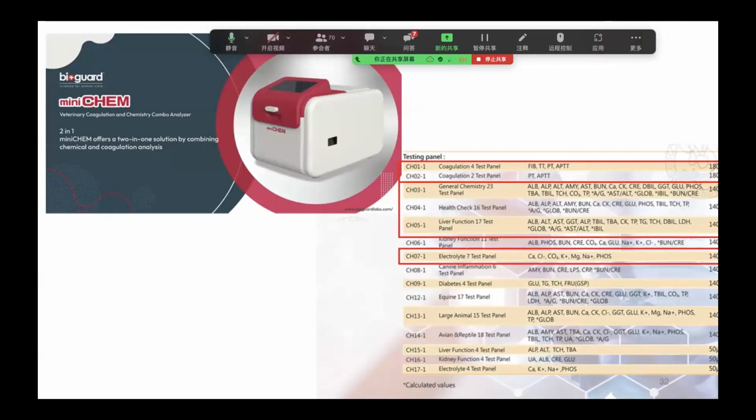They can do the coagulation test and chemistry panels in just one machine. It can check PT, APTT, fibrinogen, and also the electrolytes, and all the parameters you will need to use in the clinic, even bile acid. So it's a fantastic machine.